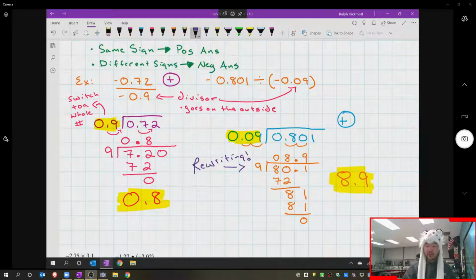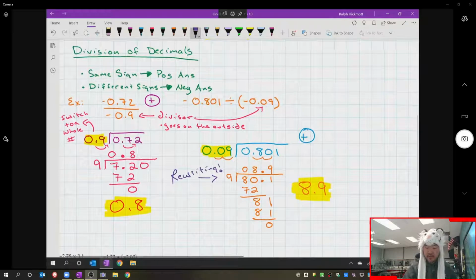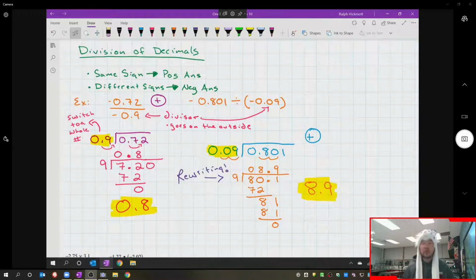Okay, so at this point, okay, that completes the core examples for division of decimals. During the next live class, we will go over quite a few more higher level questions and make sure we get decent practice to get a little bit stronger at this.